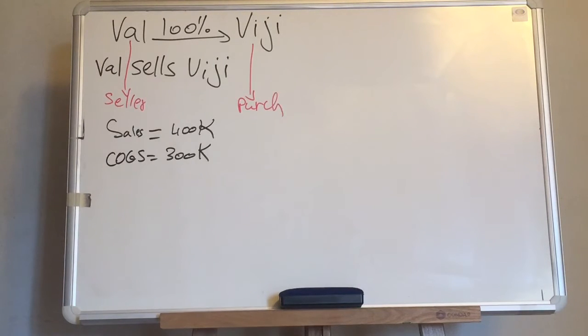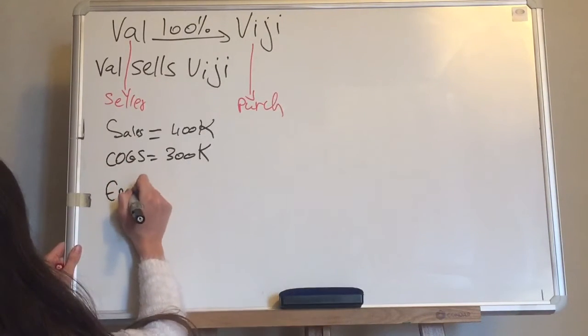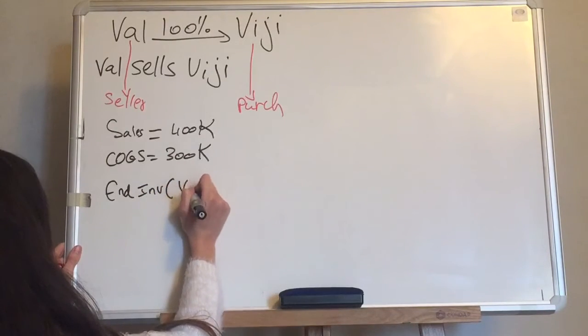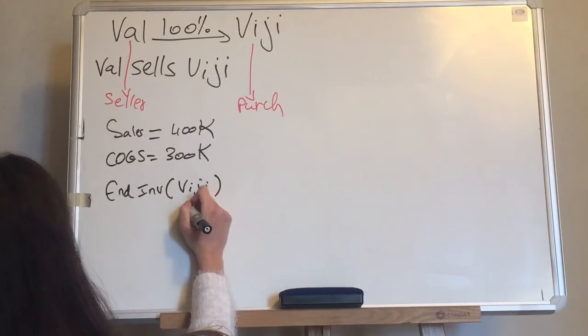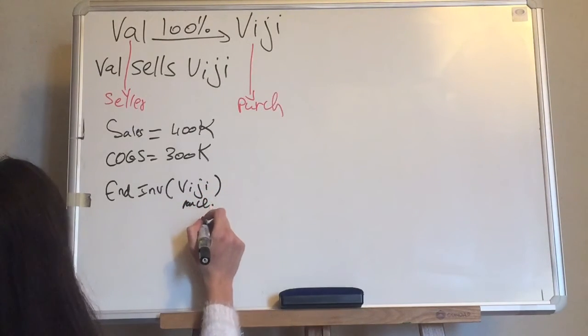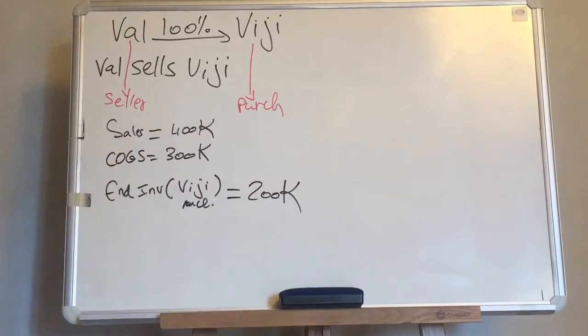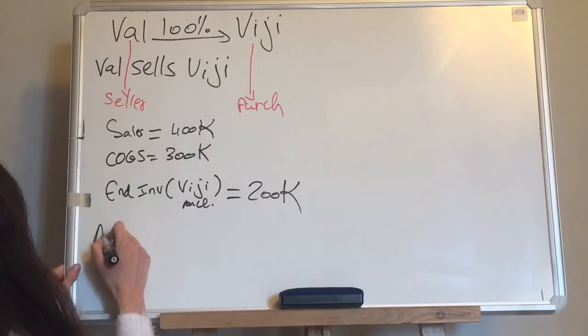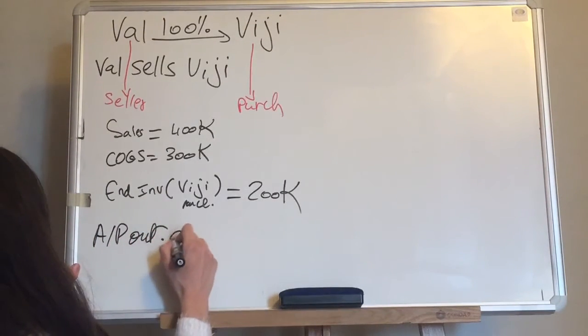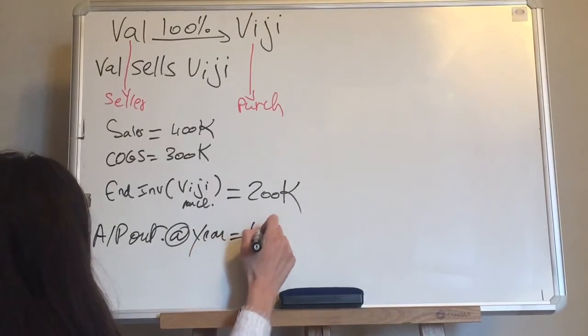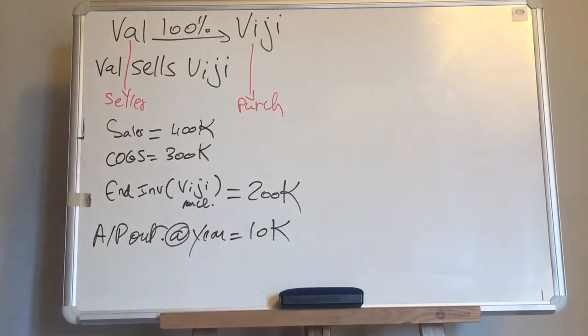Now I'll assume that the ending inventory of the sub, VG, the purchaser, is 200K. And I'll also tell you the accounts payable outstanding at year end, let's say $10,000.